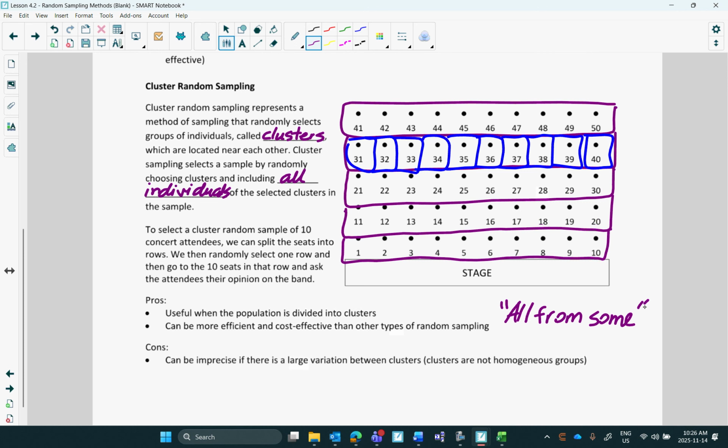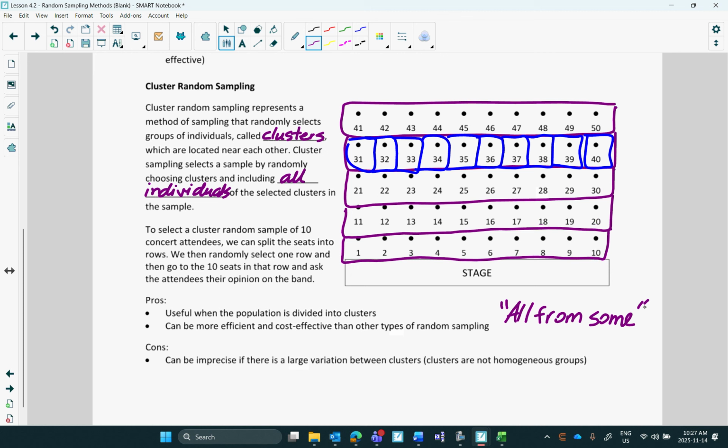So the pro is that it's more cost efficient to do. It's probably easier to get all the people in this row than run around the whole audience. So when the population's even bigger, it can be more cost efficient and time efficient. That's the biggest advantage of cluster random sampling. The con is that if there's a big difference between these groups, it may not be very precise.